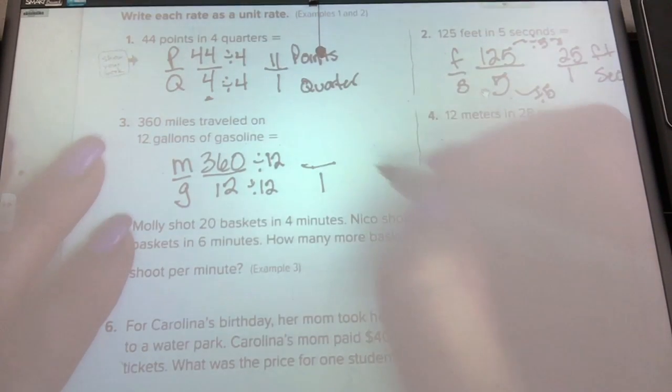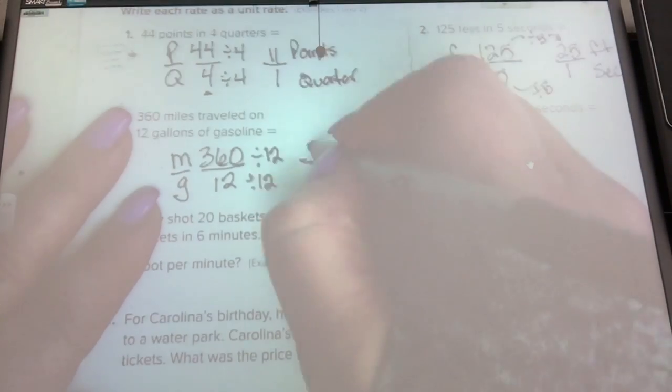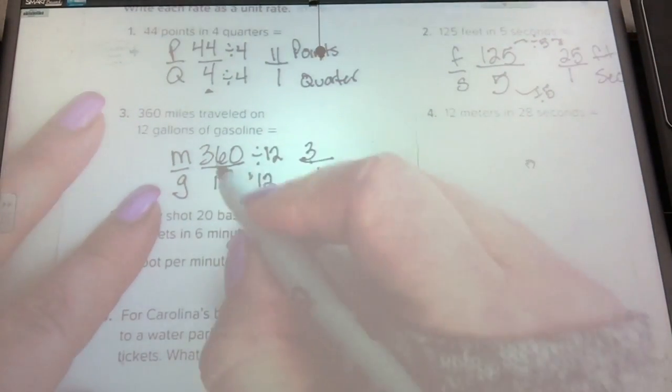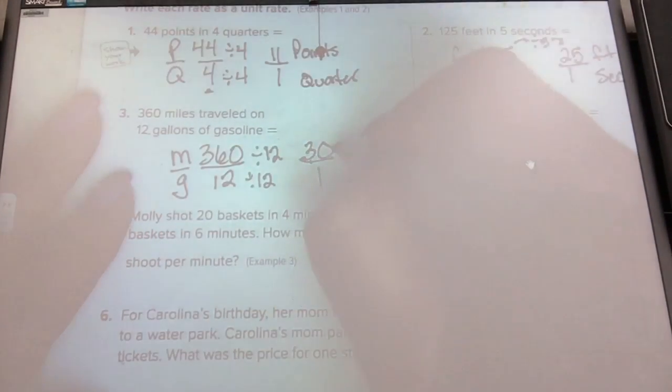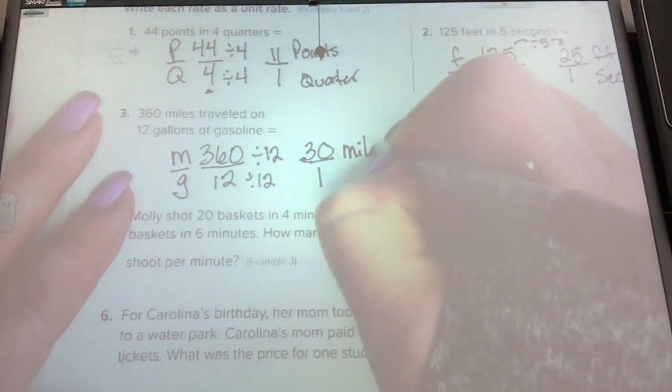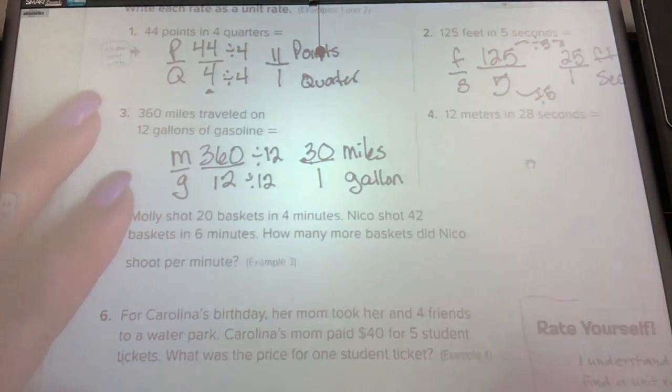So, let's see. I know that 12 goes into 36. 12, 24, 36, 3 times. So 12 goes into 360 30 times. So 30 miles to 1 gallon of gas.